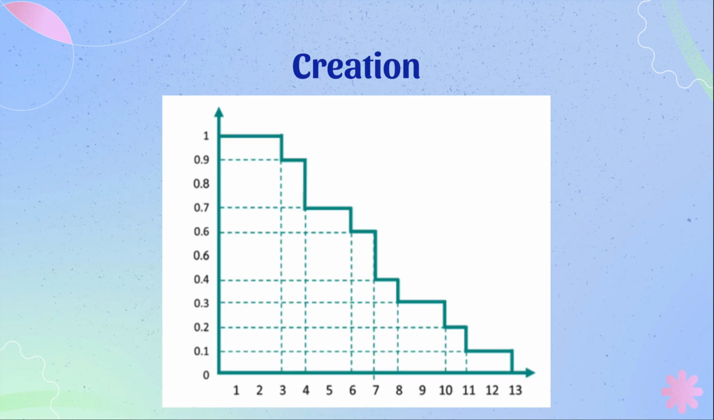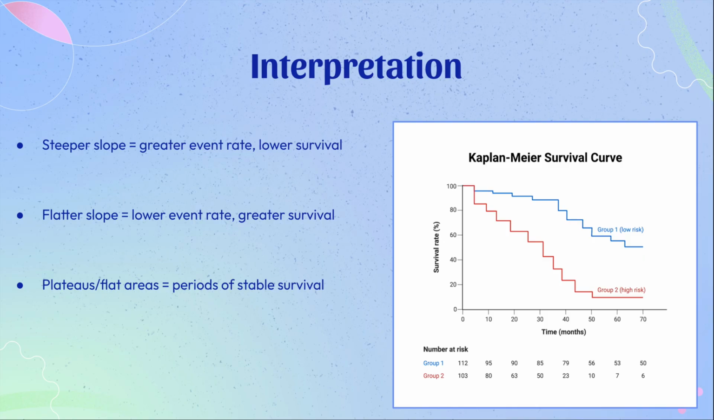To interpret these curves, we need to remember that steeper curves mean lower survival rate, and flatter curves mean higher survival rate. In the chart, we can see Group 1 has a higher survival rate than Group 2. Flat areas represent periods of stable survival.